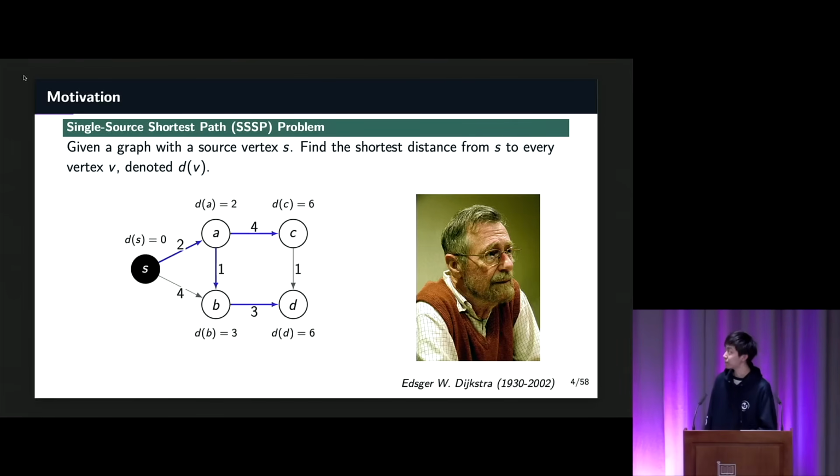Today we want to solve the single source shortest path problem. We're given a graph like the one you see on the left, a starting vertex S, and we want to know the shortest distance from S to every other vertex. On the right here is Dijkstra, the famous computer scientist who formulated an algorithm that solves this problem around 60 years ago. Let's quickly refresh what his algorithm is.